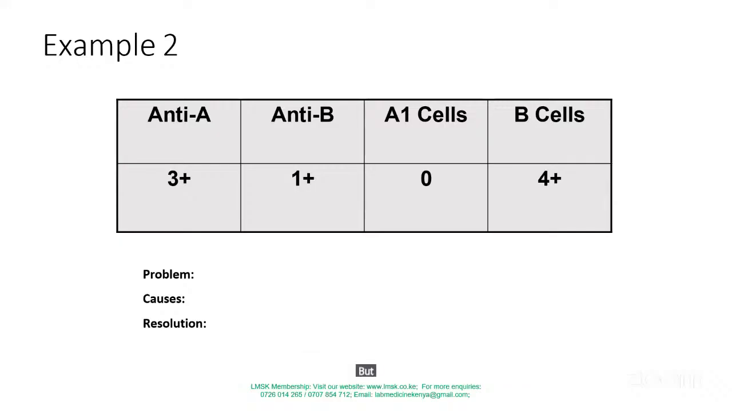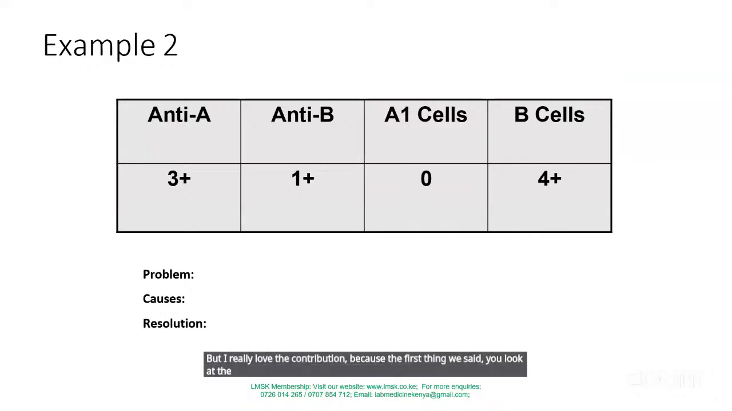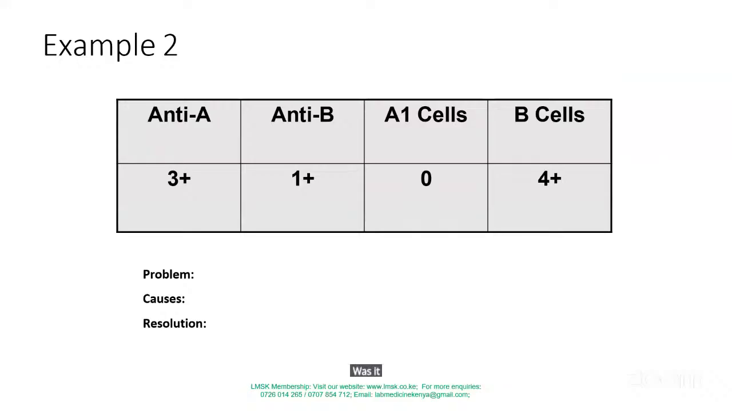But I really love the contribution because the first thing we said, you look at the pre-analytical phase. Was it correct? So you have to ensure that your labeling is correct. You are using the right reagents and they are not expired. So for this case, thank you so much, Rita Cheromo, who said acquired B. So this is a case of acquired B. In forward typing, we are having our patient as AB. And then in the reverse typing, we are having our patient as A.